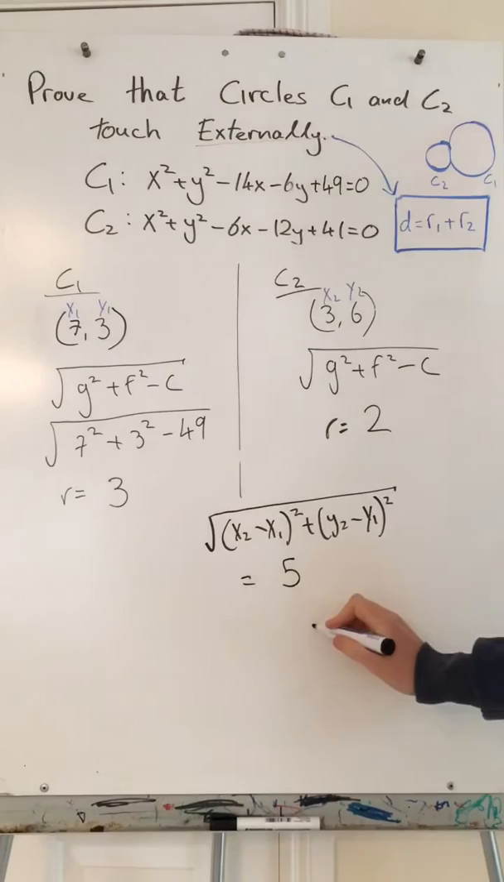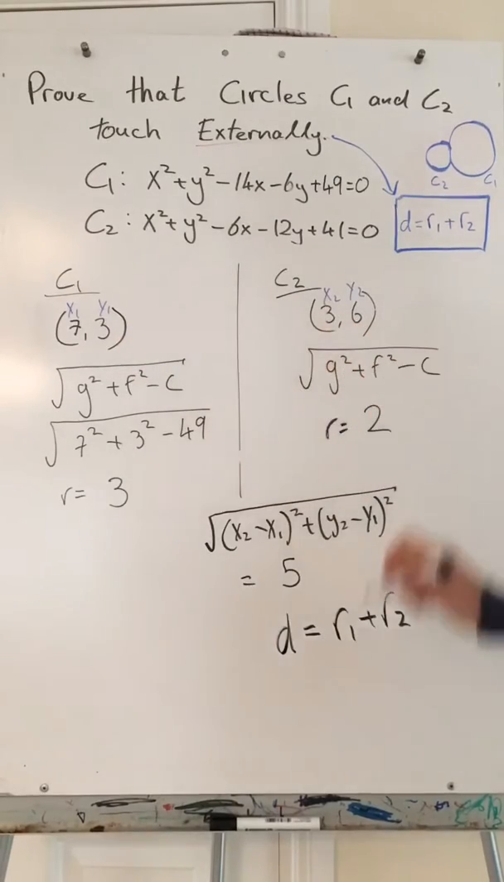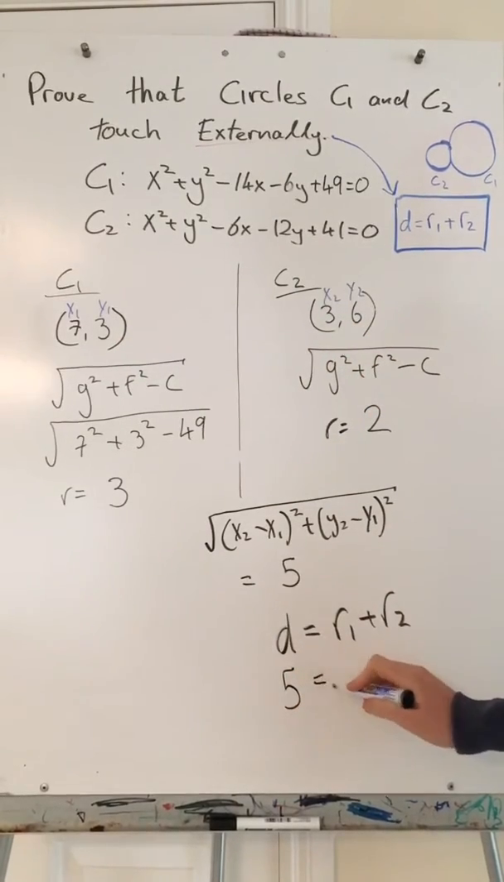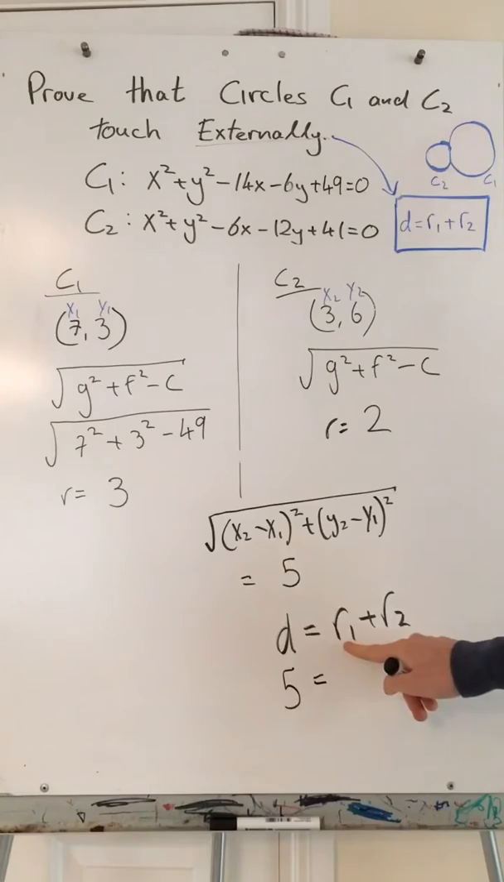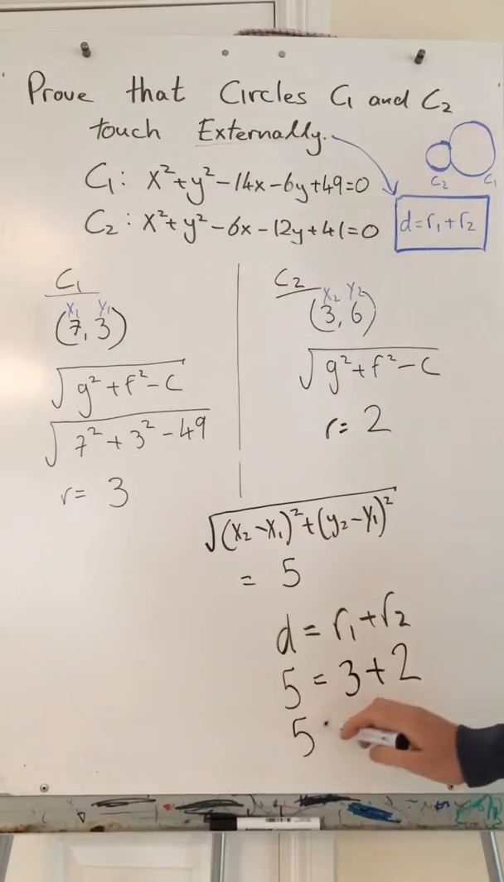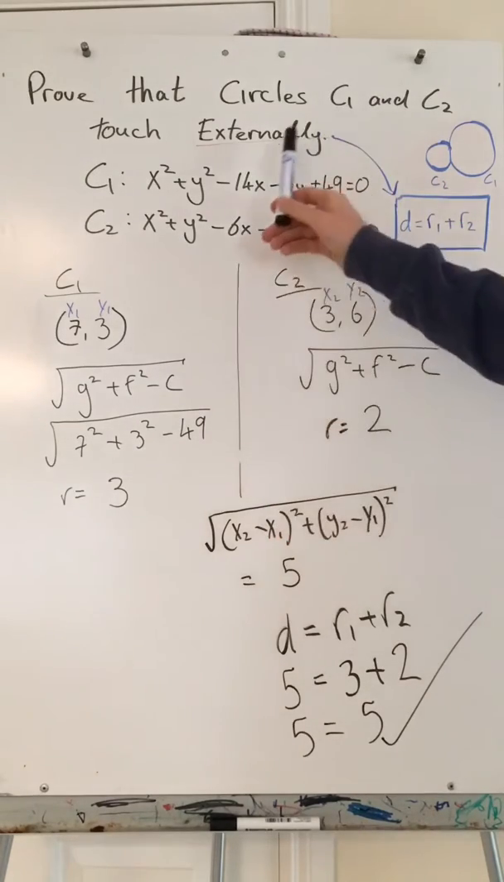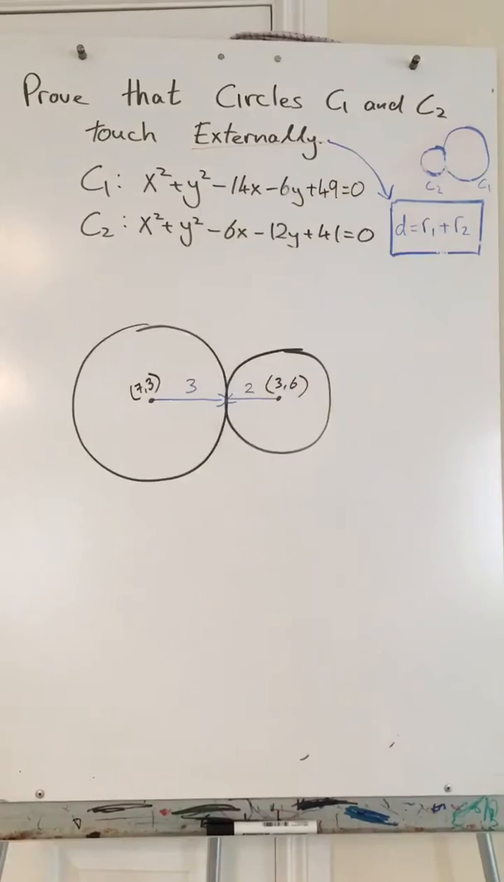Again, the formula is the distance is equal to r1 plus r2. The distance between the two centers is 5, and that's equal to the radius of the first circle, 3, plus the radius of the second circle, 2, and yes, that does make sense. 5 is equal to 5. So there we go. That proves that those two circles do in fact touch externally.